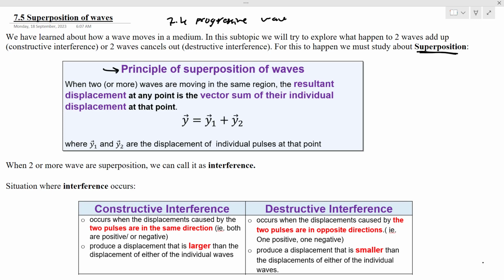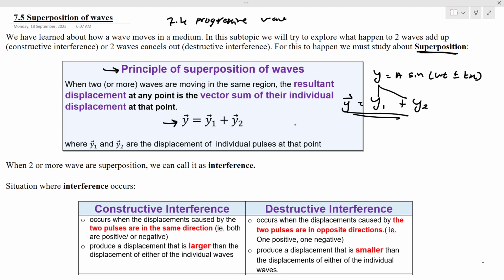Okay, so the principle of superposition of wave states that when two or more waves move in the same region, the resultant displacement at any point is the vector sum of individual displacement at that point. So this is the equation. You dah belajar y sama dengan a sin omega t plus minus kx. Kalau you ada satu wave, tambah lagi satu wave yang kedua, maka kita dapatlah principle of superposition. Ombak pertama tambah dengan ombak kedua, mungkin direction dia sama atau direction dia berbeza, where y1 and y2 are the displacement of individual pulses at that point.